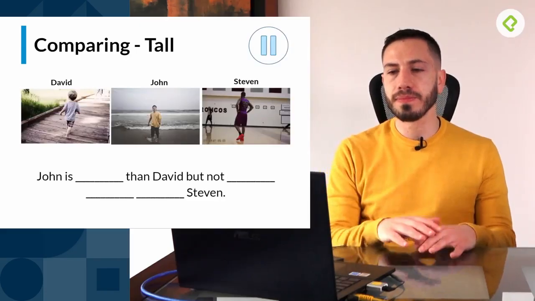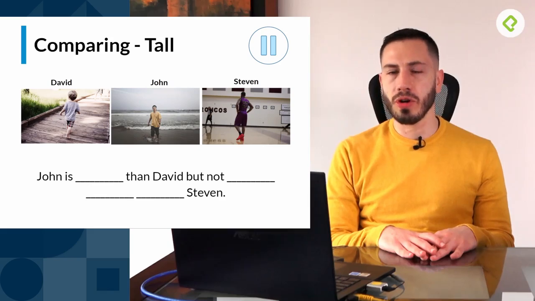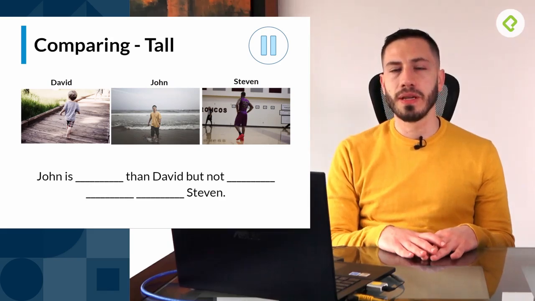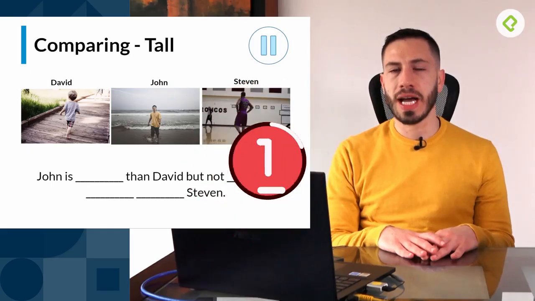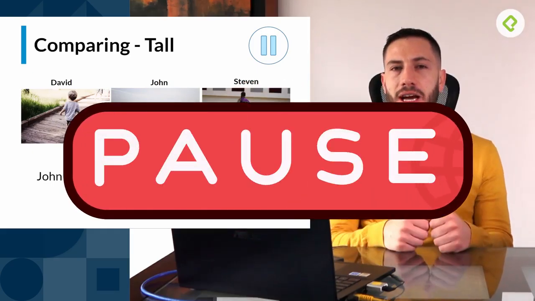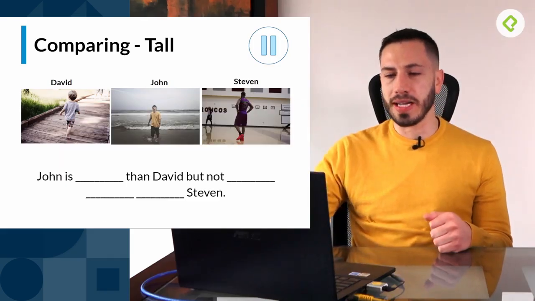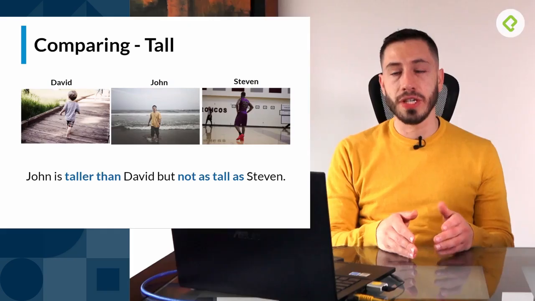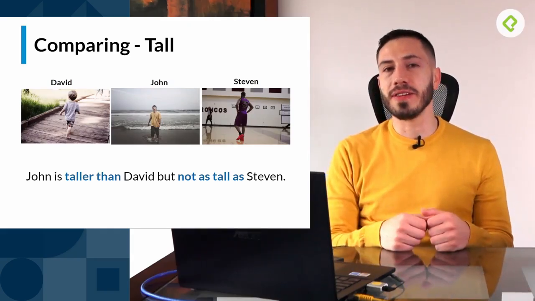Do you want more practice? Let's do it. How about this one? We want to use the word tall, that's our adjective this time, and we want to compare David, John, and Stephen. We want to start the phrase with John, the one in the middle. How do we do it? Pause the video now and work on the activity. Perfect. Let me show you my answer. John is taller than David, but not as tall as Stephen.